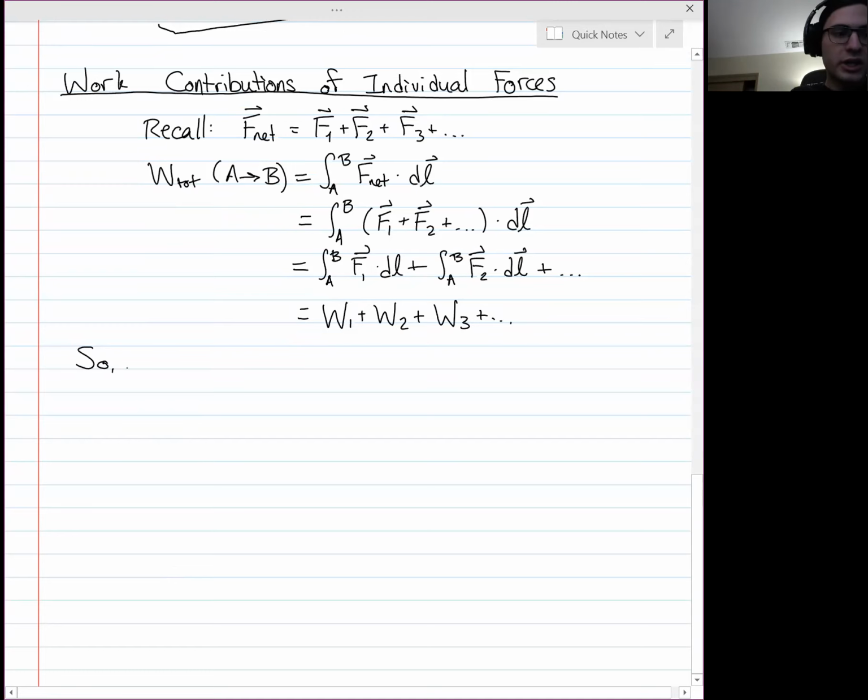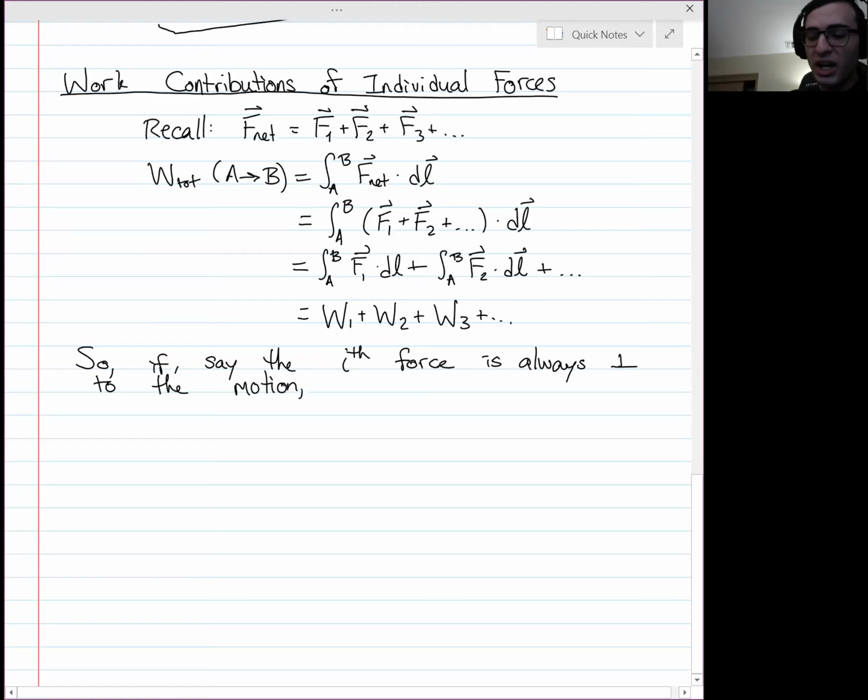So if, say, the ith force, maybe i is 5, so it'd be the 5th force, just suppose one of the forces is always perpendicular to the motion, then we can ignore that force because Fi dot dl is 0. That's what it means for two vectors to be perpendicular. If the force is perpendicular to the motion and dl points in the direction of the motion, that means that their dot product is 0. And that therefore implies that the work that you get from that force is 0.